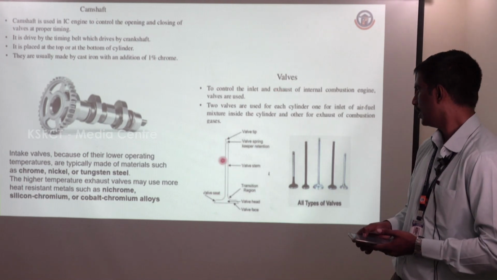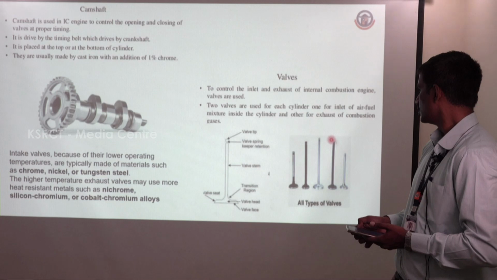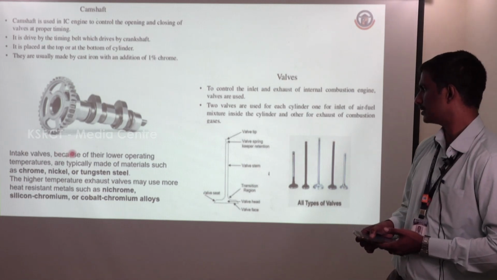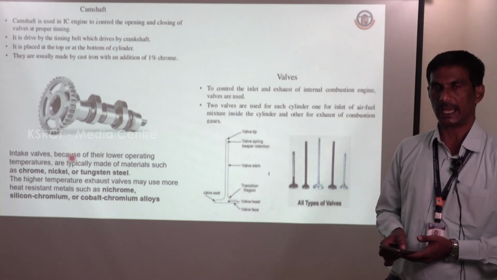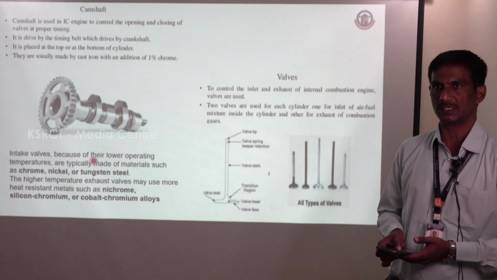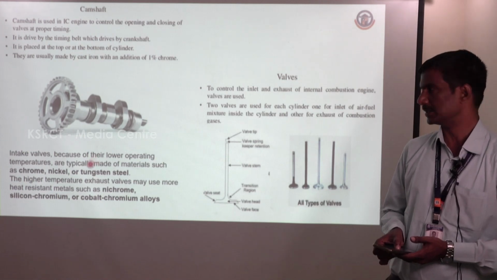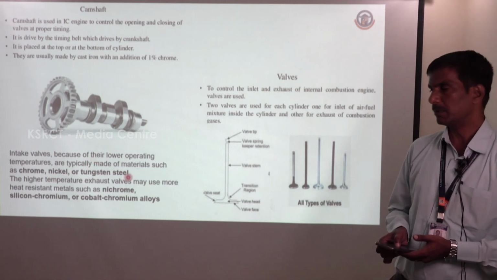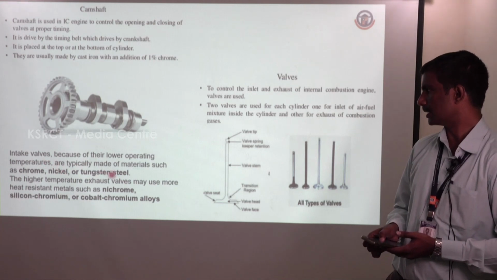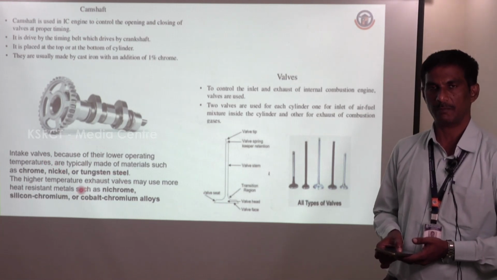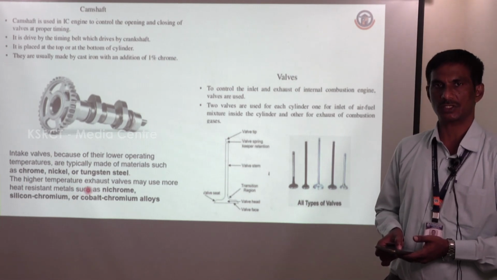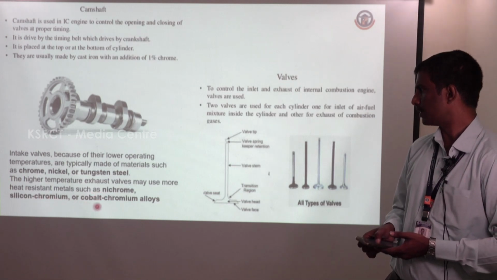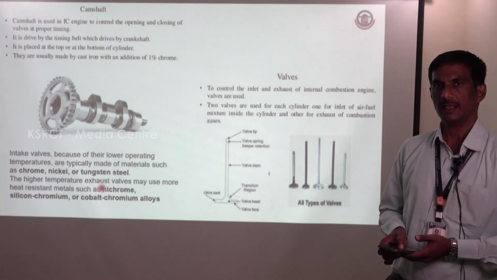So there are two valves required in the IC engine. One is called the inlet valve, another is called the outlet valve. These valves are made based upon the operating temperature, because the inlet valve only transmits air or the air-fuel mixture, which is at ambient or slightly above ambient temperature. So the temperature is minimum. So chrome, nickel or tungsten steel can be used, but the high-temperature exhaust gas moves through the exhaust valve, so it should withstand the exhaust temperature also. So silicon chromium or cobalt chromium alloy and nichrome materials are used for making the exhaust valve.